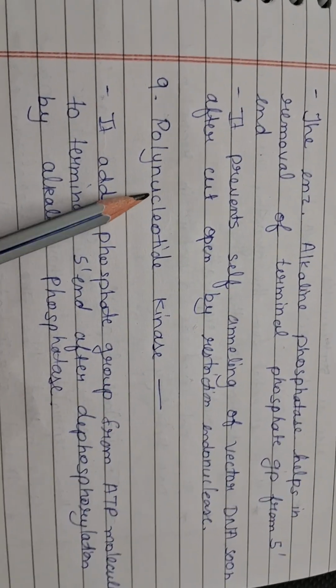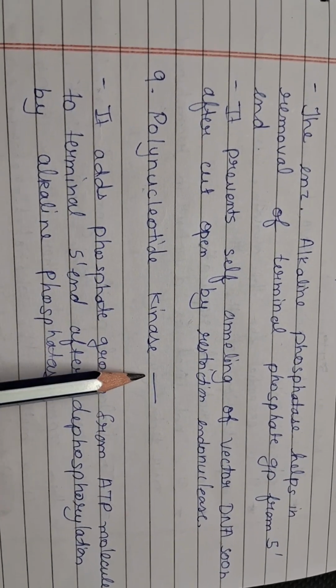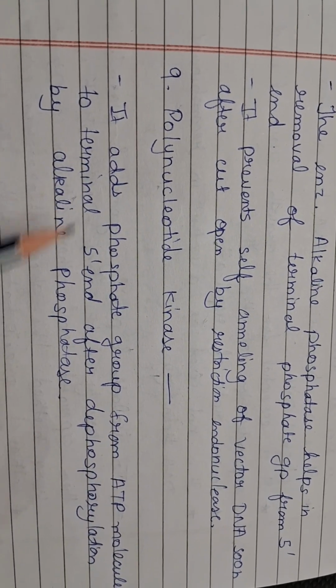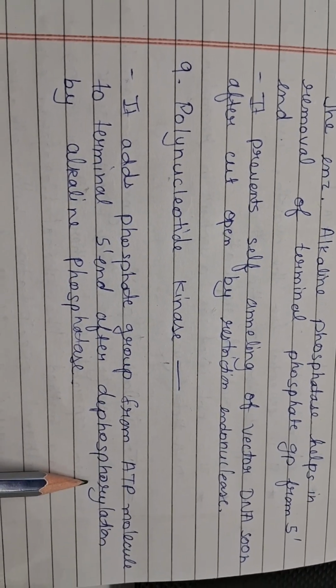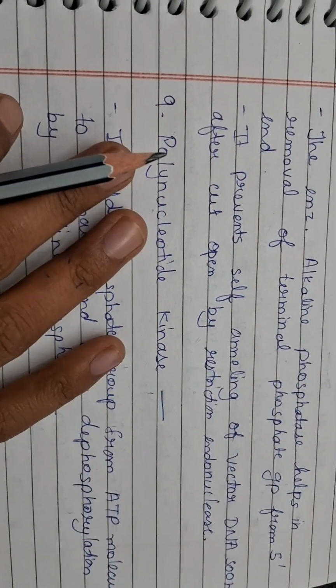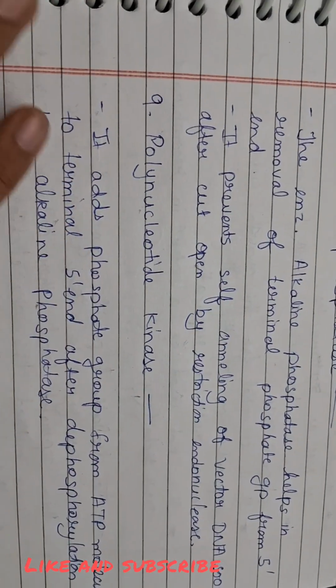Then the last one is polynucleotide kinase. It adds a phosphate group from an ATP molecule to the terminal 5' end after dephosphorylation by alkaline phosphatase. So that's all about the enzymes used in the RDT.